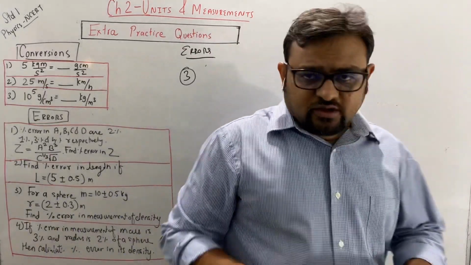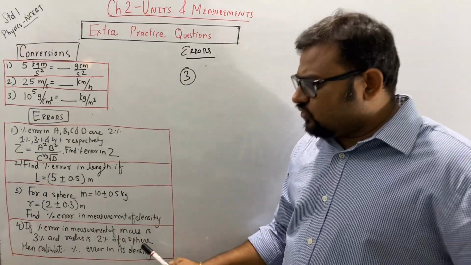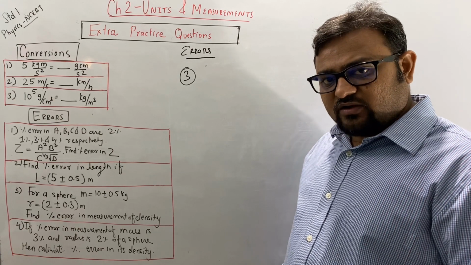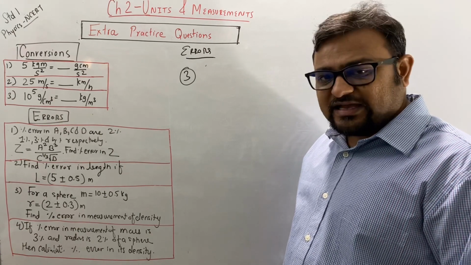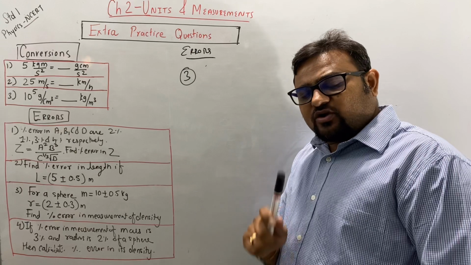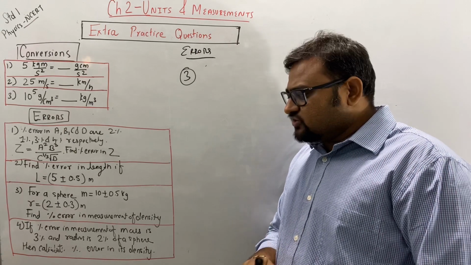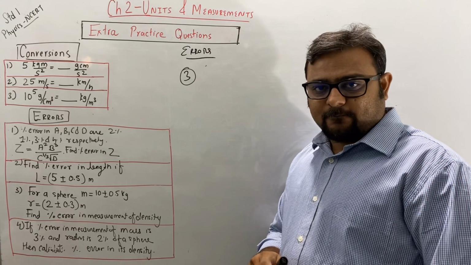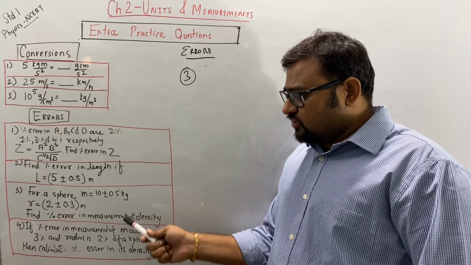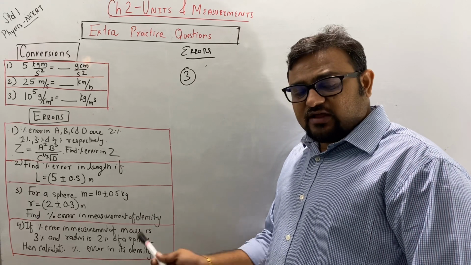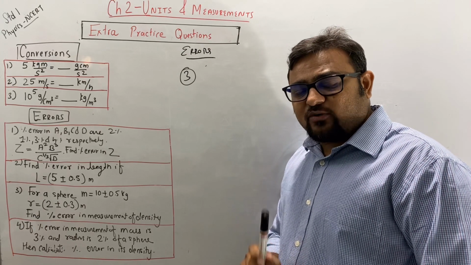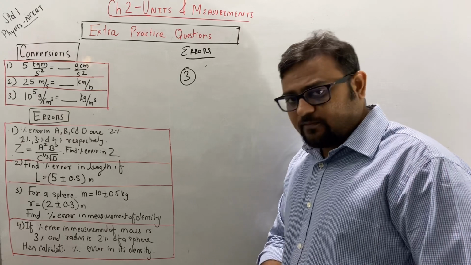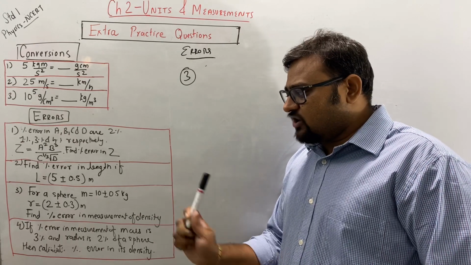Now see, in question number 3 and 4, in both the cases, a sphere is given, right? And you have to find the percentage error. But the values of the quantities given are in different forms. So both these types of questions are asked. Now you have to see which quantities or measurements are given in which form, and solve accordingly.